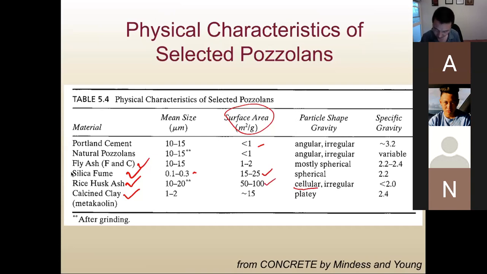And here also shows the specific gravity for these materials. For fly ash it is a little bit lower compared to Portland cement, which is around 3.1, 3.2. Silica fume is also around 2 point something.